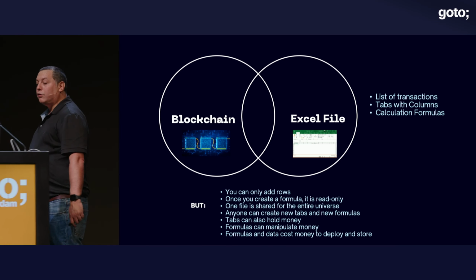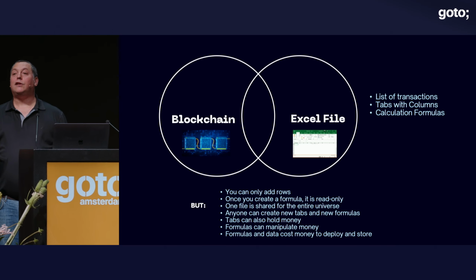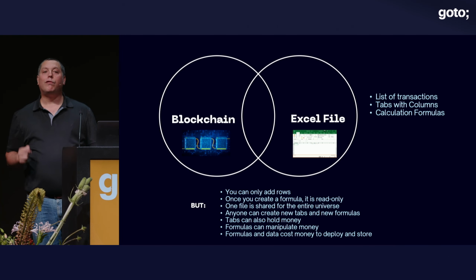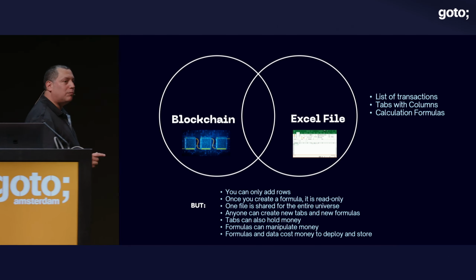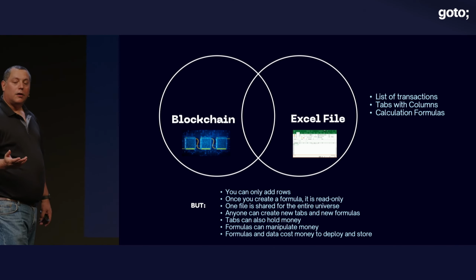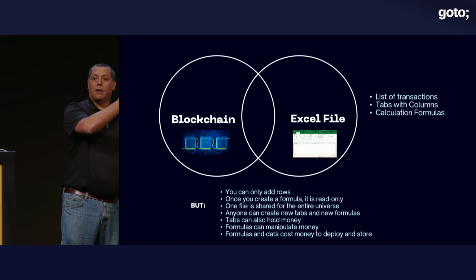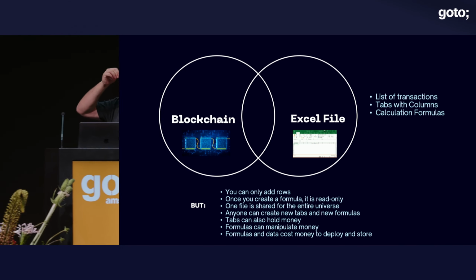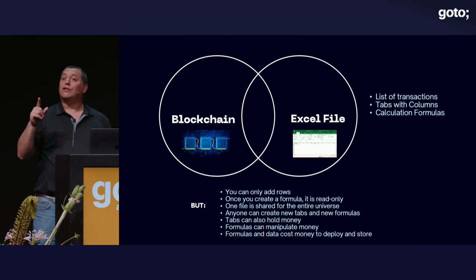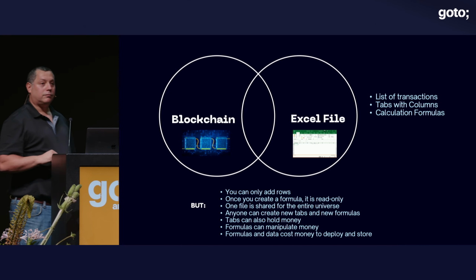But let's add on top of it the fact that you can only add rows. You can never remove a row. Once you write a row, it is immutable. You cannot change it. You can only change the state later, but you can always recreate the entire state by running through the list of rows. You create a formula, it is read-only. You cannot change it later.